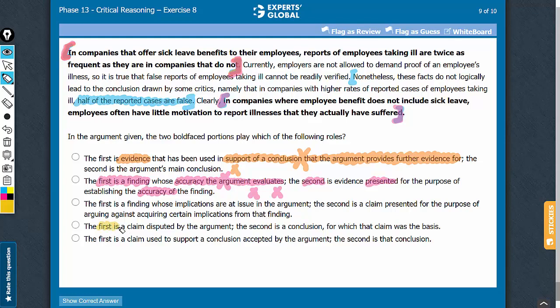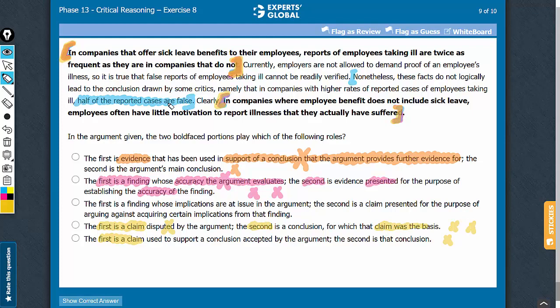See, in choices D and E, calling the first a claim is incorrect because this is an actual finding. This is a concrete fact. This is not a claim. So choices D and E can be easily eliminated, and then no, the first has not been disputed by the argument. To suggest that this has been disputed by the argument would be to say that the argument suggests that this is not true, which is not the case here. Further, to say that this claim made in the first boldface is the basis of the second is not correct.